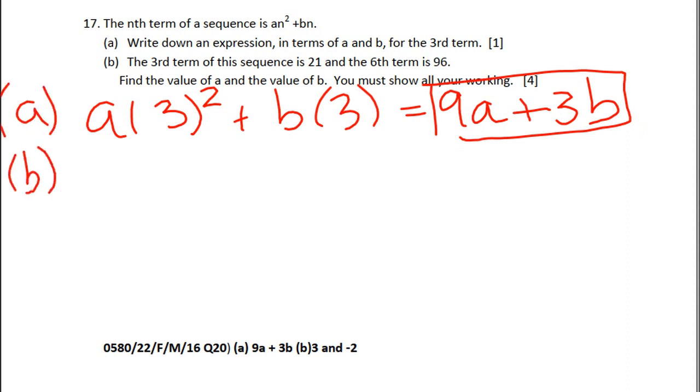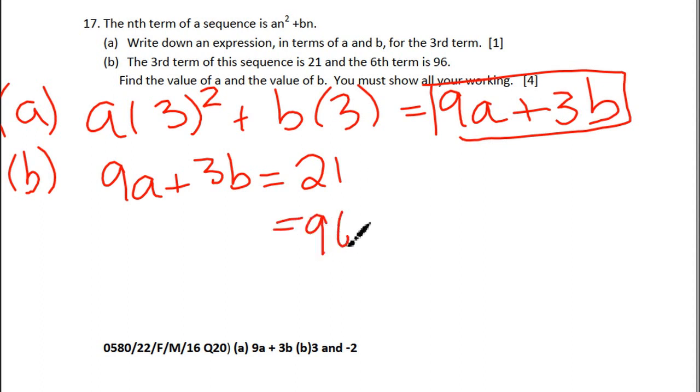Part B, the third term of the sequence is 21. So 9a plus 3b equals 21. The sixth term is 96. So how do we find the expression for the sixth term? Instead of n, substitute 6. So a times 6 squared becomes 36a, plus bn becomes 6b. Now we have two simultaneous equations. How do we solve that?